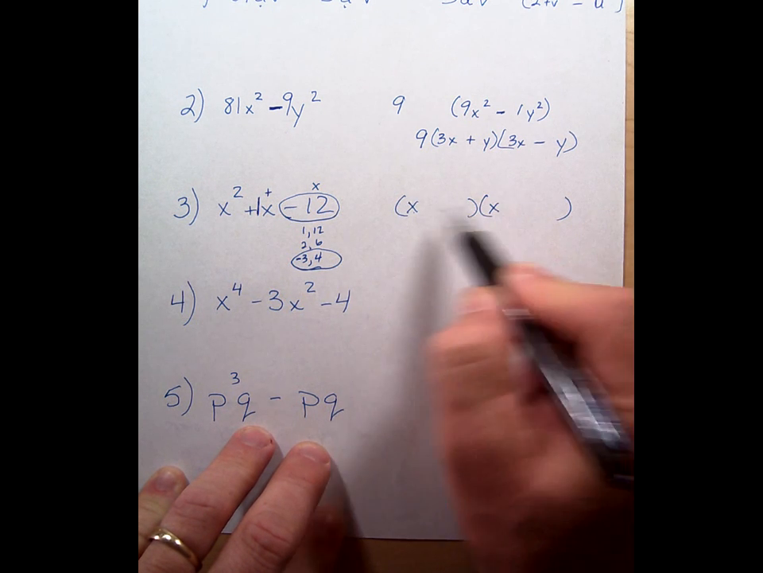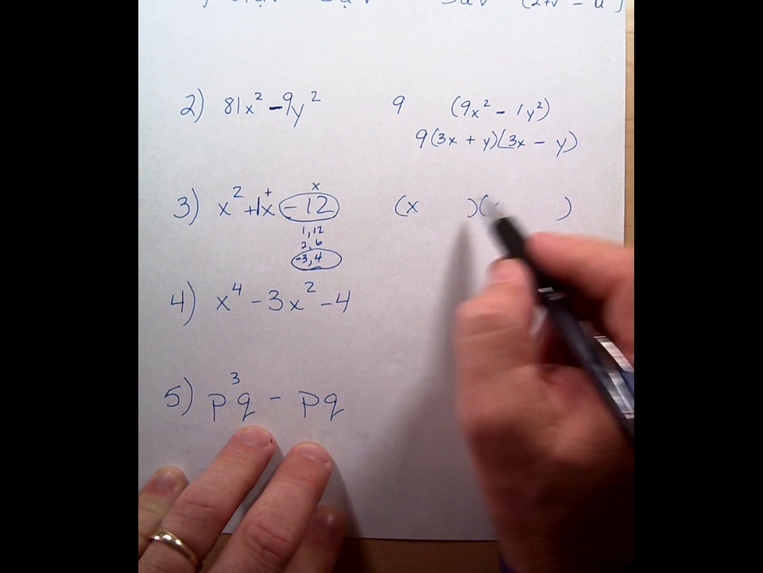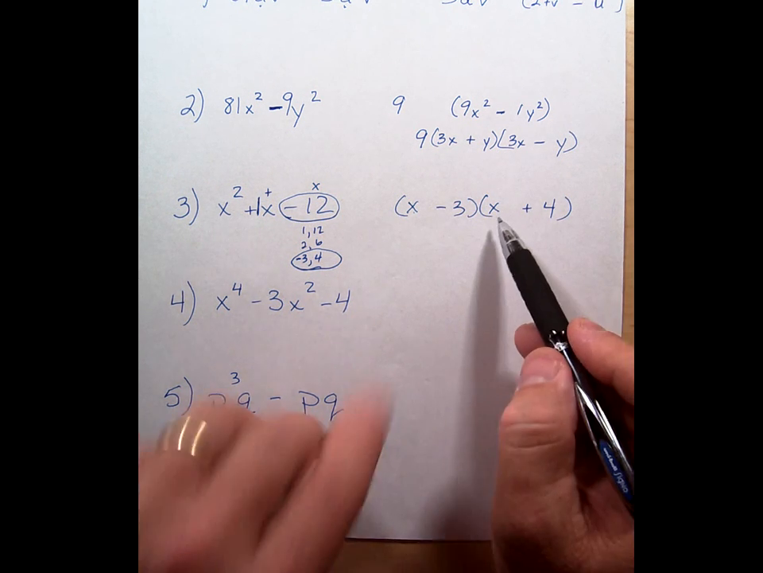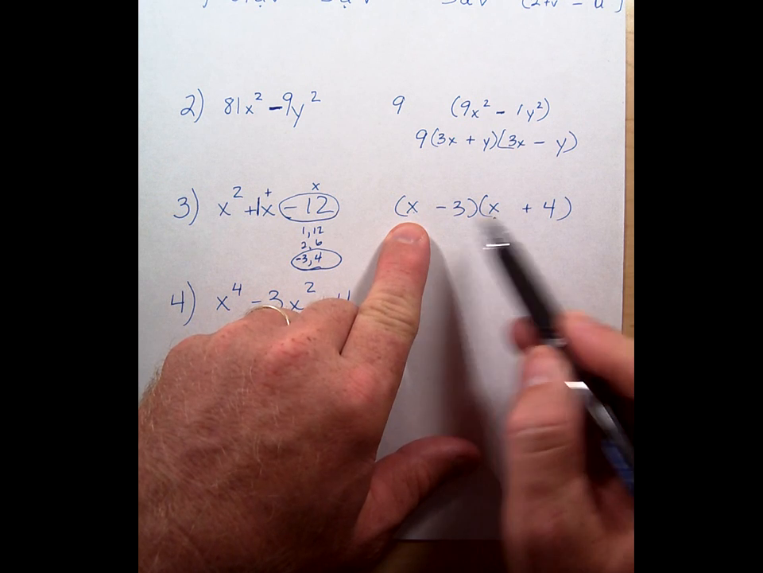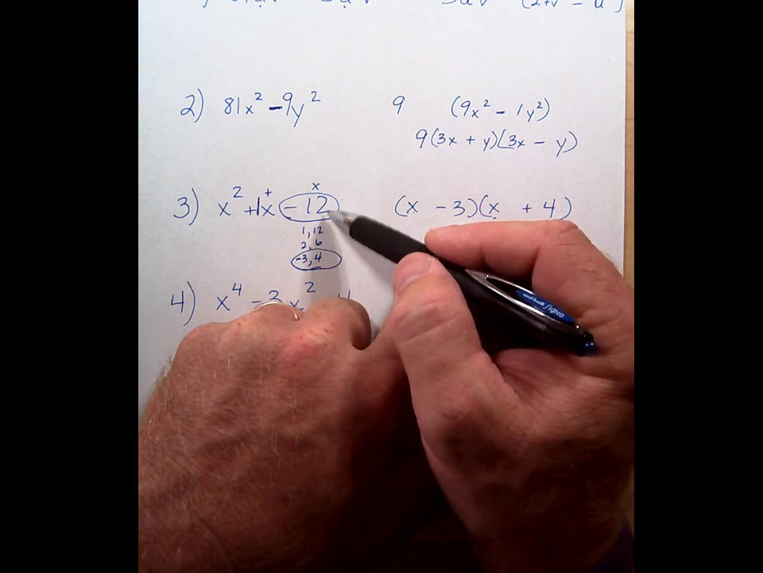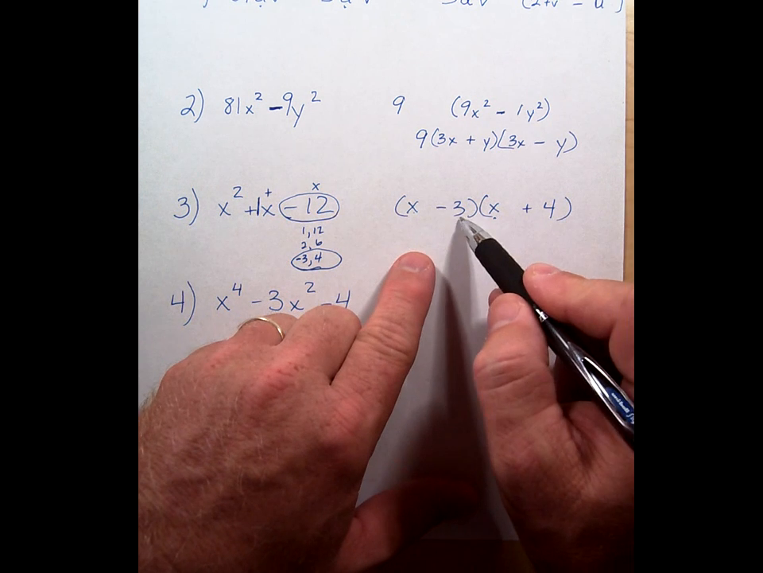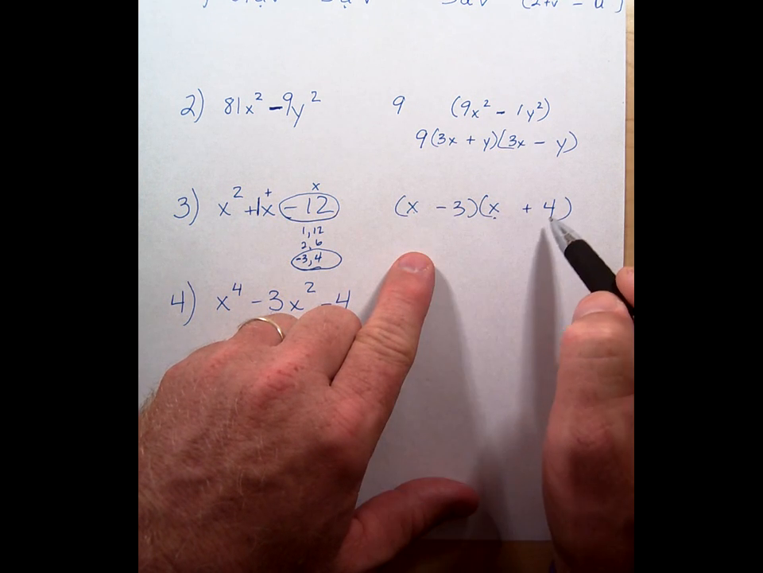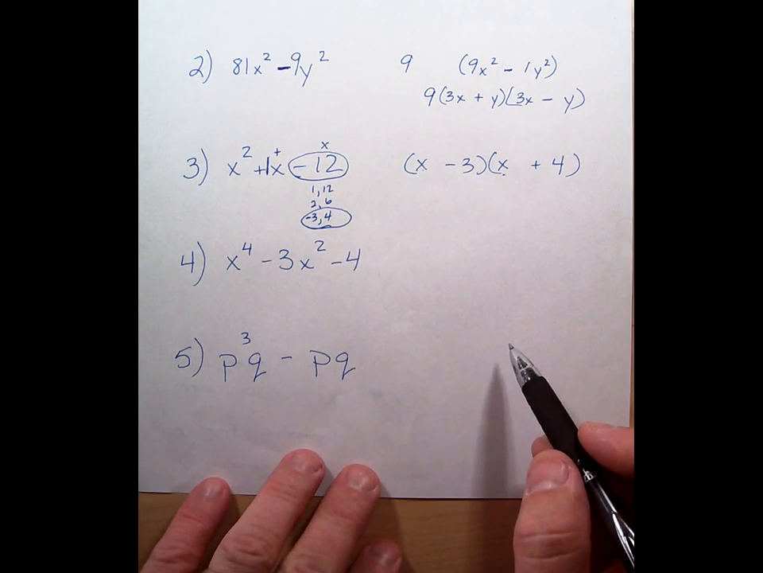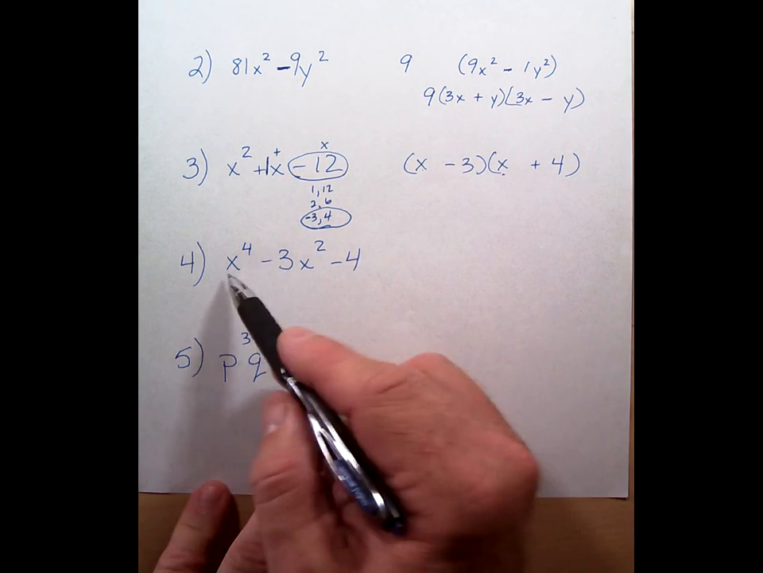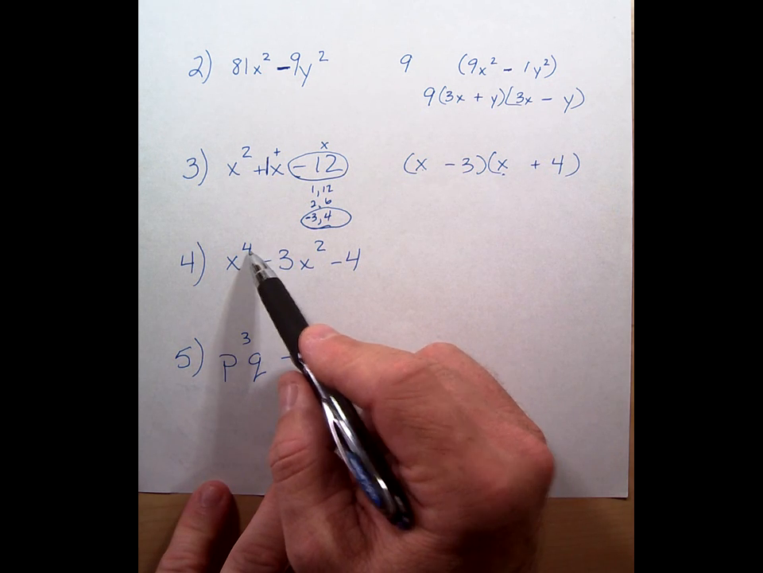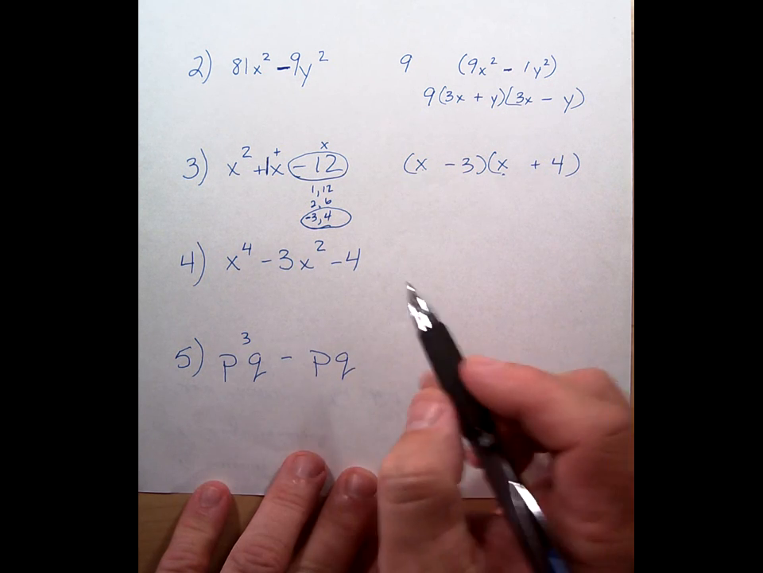So first 2 terms have to multiply to give the first, and then minus 3 plus 4. I can check it real quick. Do the first 2 multiplied together equal the first? Do the last 2 terms multiplied together give you the last? And negative 3x and 4x added together give you the middle term. In this case, yes. Same type situation, number 4. A lot of people panic because we see x to the 4th and this x squared and we don't know what to do.